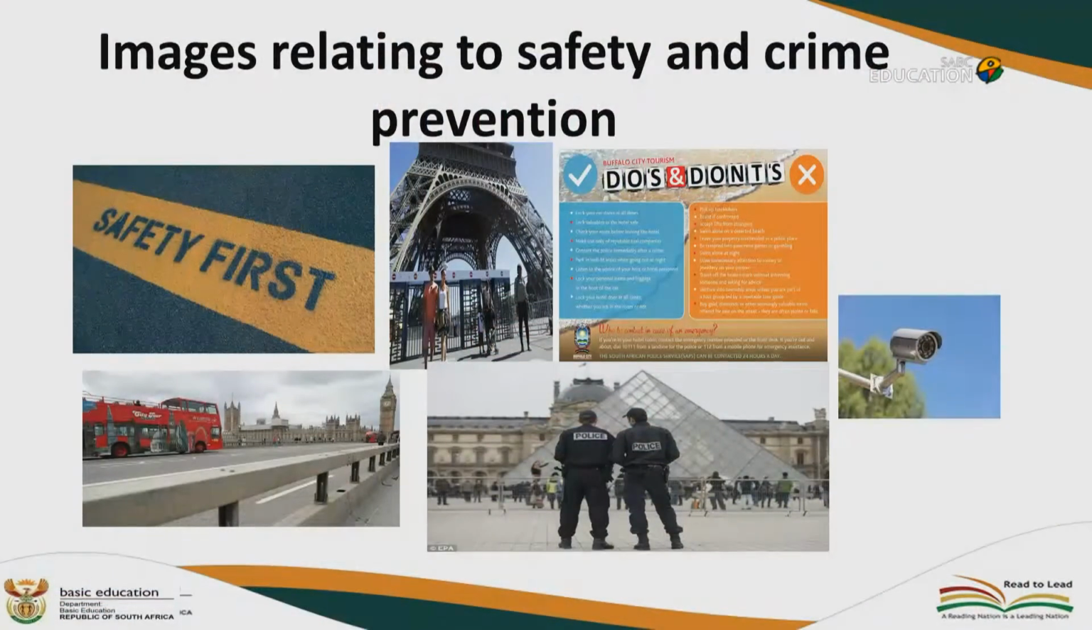Then we have images that are relating to safety and crime prevention. Over here, we can see safety first. I always say safety first or nothing. Safety comes first. And then over here, we've got the Eiffel Tower, and we've also got the do's and don'ts. And you can see that by the Eiffel Tower, there's gates over there. There's like a barricade preventing access and controlling access. Over here by the London Bridge, you've also got barricades. And then over here, we've got police. Police are actually trying to indicate that safety and crime prevention exists. And we've also got the closed circuit television cameras, which you might sometimes refer to as CCTV.